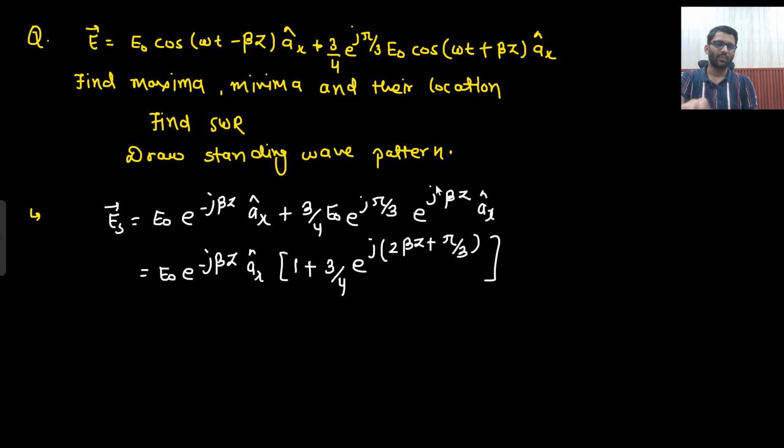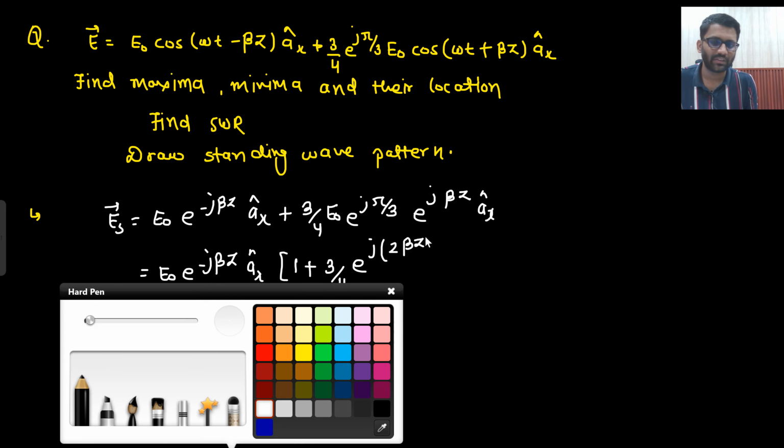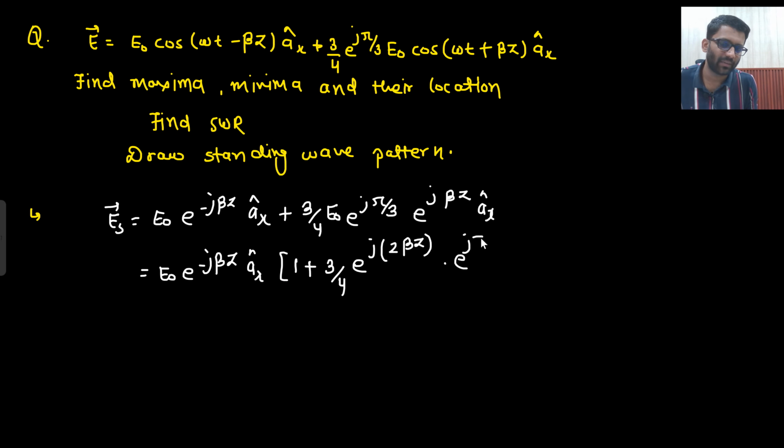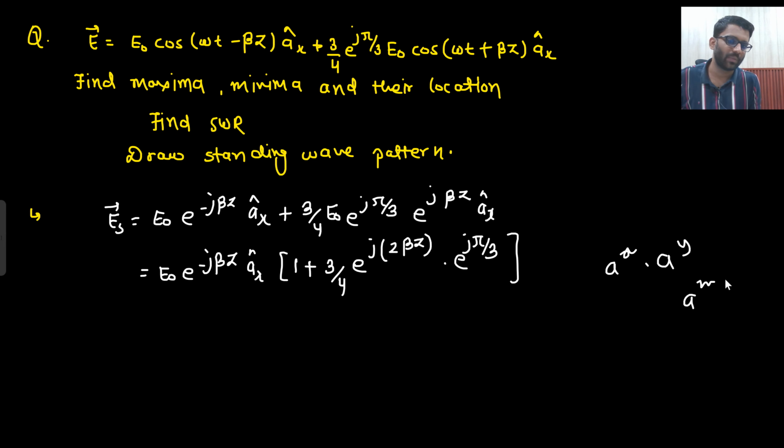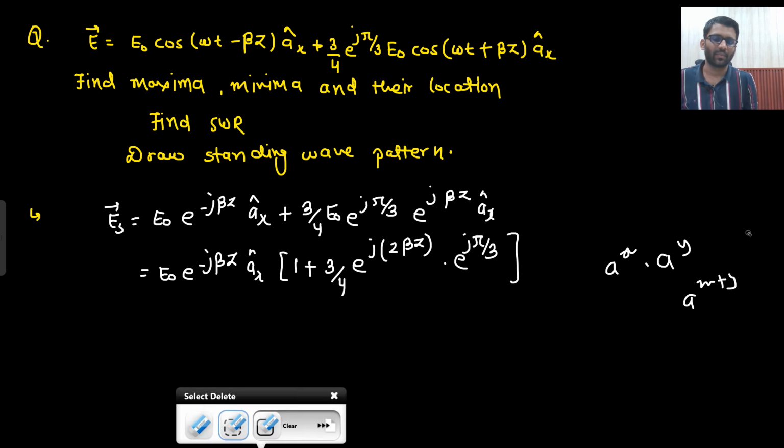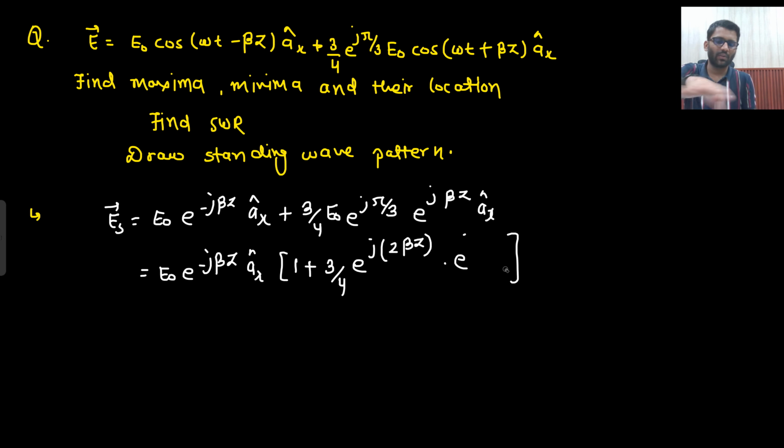Is that clear to you? What did I do? E to the power j beta z was there, and I am taking this common. This is simple mathematics. Then it would be e to the power j 2 beta z into e to the power j pi by 3, right? And if I add both of them, then power will be added. These two are in multiplication. If two guys are in multiplication, a to the power x into a to the power y, so a to the power x plus y. So I will just add them up. So I just took common, nothing else.